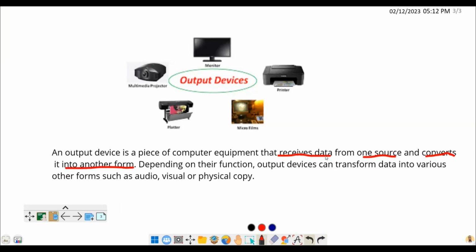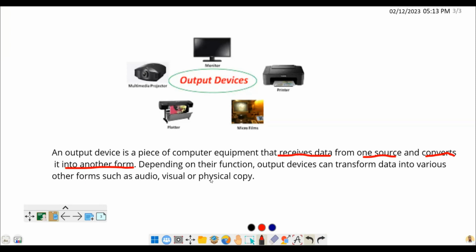So we have four main issues here that you need to know. An output device is a piece of computer equipment, one of the equipment of a computer system. Then it receives the data. After receiving the data, it receives the data from one source. Of course, they have to come from a source. Then it converts the data that has been received into another form.